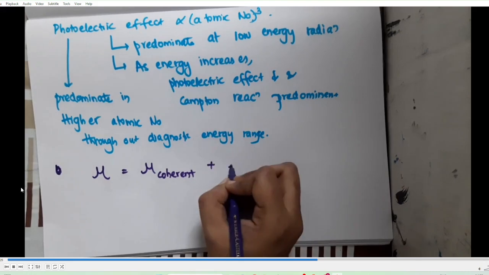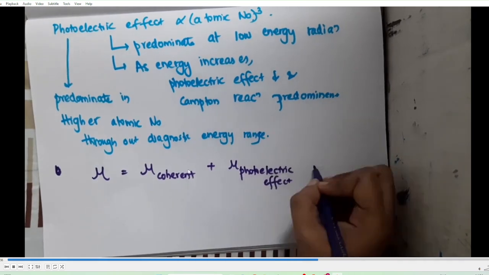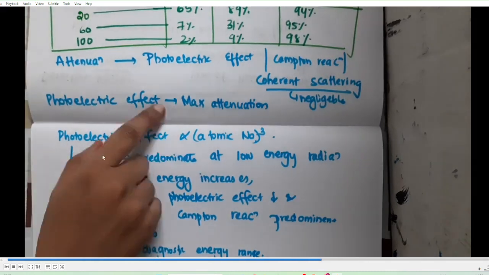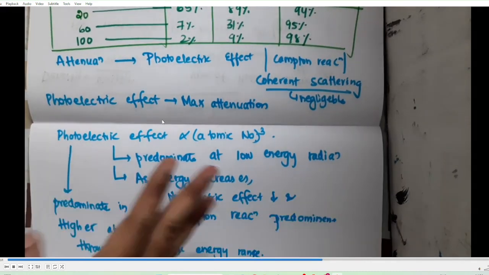So we can say that the linear attenuation coefficient is the sum of the contributions from the coherent scattering, photoelectric reactions and Compton scattering. So the linear attenuation coefficient mu is equal to the linear attenuation coefficient due to coherent scattering, plus the linear attenuation coefficient due to photoelectric effect, plus the linear attenuation coefficient due to Compton scattering. By adding all of these three, we will get the linear attenuation coefficient.